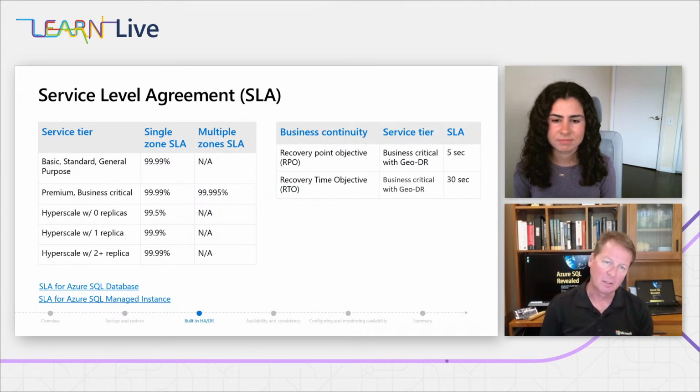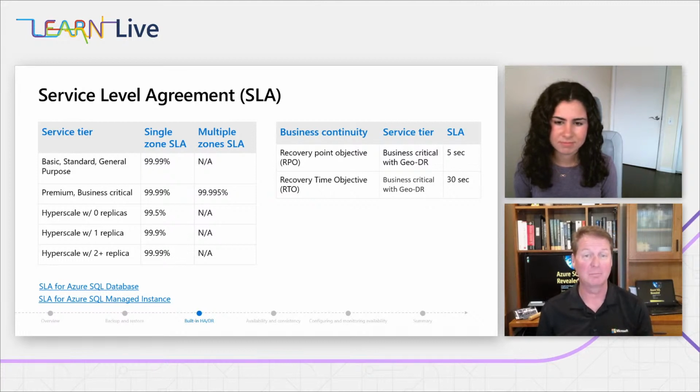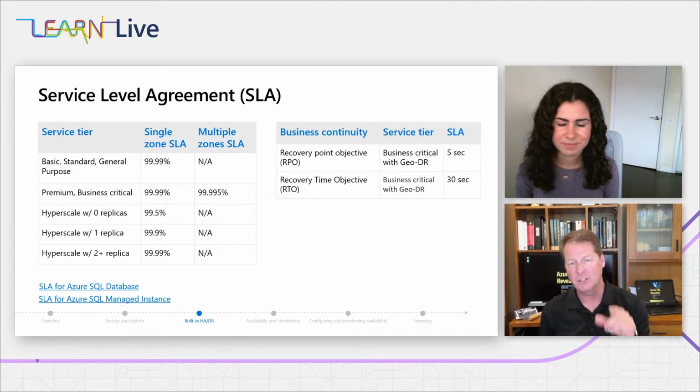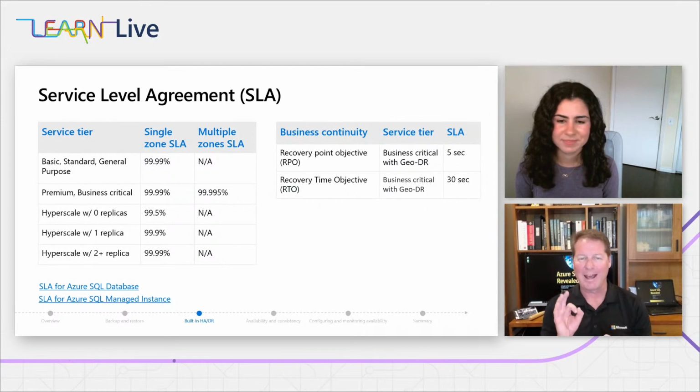For business critical, it becomes 4.9. But notice if you go to zone redundancy, this becomes 99.995. Anna, did you know that's actually called 4.5 nines? And you might be interested to translate that. It's about 2 minutes a month of downtime. So we're promising that you're only going to have 2 minutes a month of downtime on average across the year if you go to business critical in a multi-zone deployment.